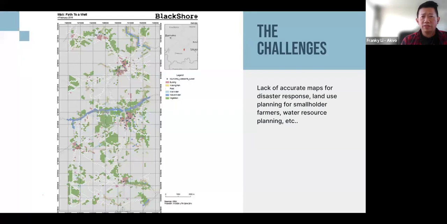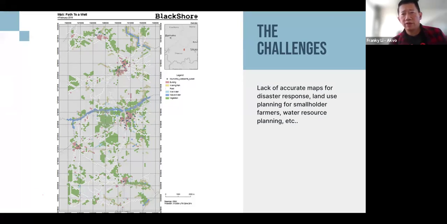And so what is the challenge? So the challenge is that for situations of planning land use, for disaster response, water resource planning, to have maps that are of sufficient quality for those purposes, it's not easy. It's not simply just pulling satellite imagery and that's it. There's a lot of processing that's involved and a lot of work in putting the maps together.